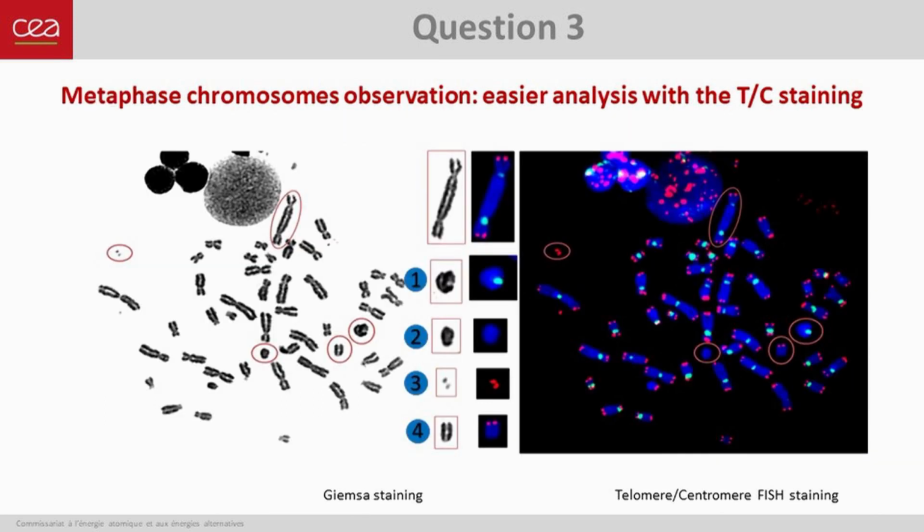For the recognition of acentric fragments and rings, the telomere and centromere staining is also very useful. I try to illustrate with the analysis of these metaphases. Look at the ring in number 1 and the acentric fragments in number 2. They are hardly distinguishable without centromere staining, and you can hardly determine in which category they belong. The same for the two acentric fragments in number 3 and number 4.